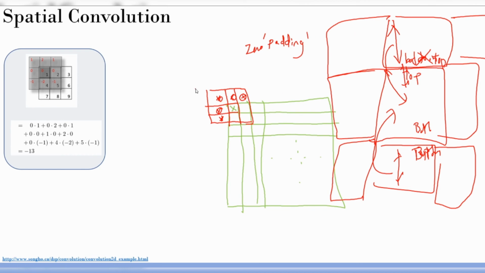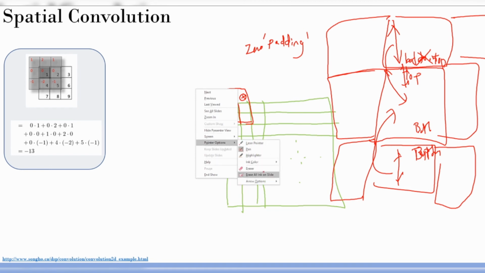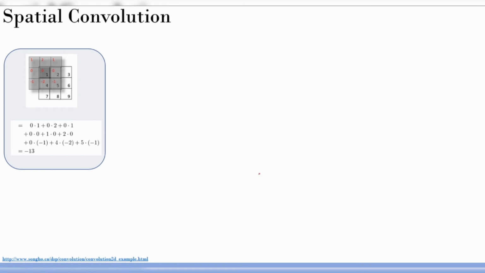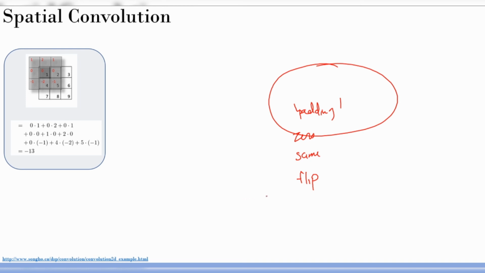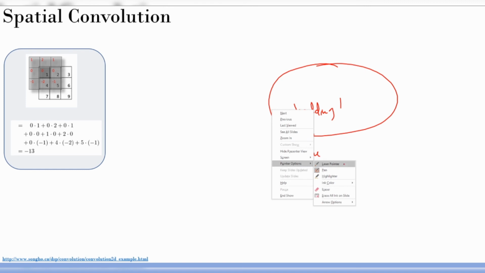Just to reiterate what I am telling: if you are doing a convolution operation, at some stage the kernel will go out of bound of the image for the first pixel. Different options are there for you, and that is known as padding. We can do zero padding, which means extending the image with zeros. You can do same, which means you are extending the image by replicating it, or you flip. This is the same option you have in convolutional neural networks also. If you go for a convolutional kernel, you have these options.